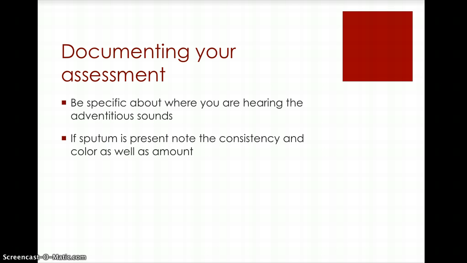We want to note whether there's sputum present and note the consistency and color as well as the amount. This might be described as frothy, thick, it might be green, yellow, it might be blood tinged, and you might consider it small, scant, moderate.